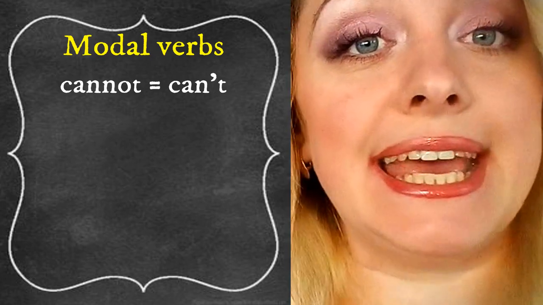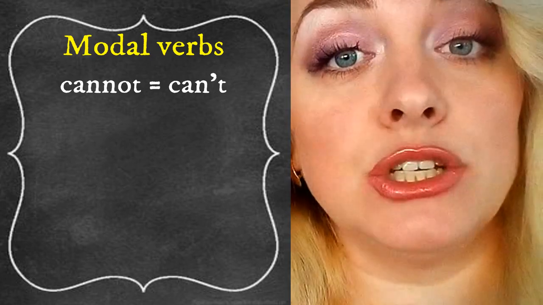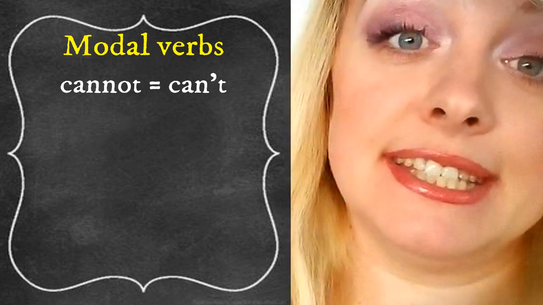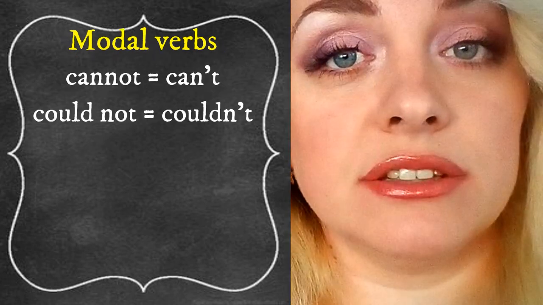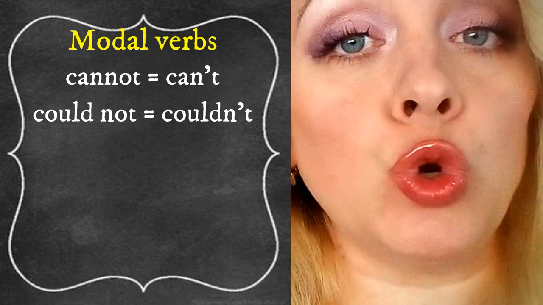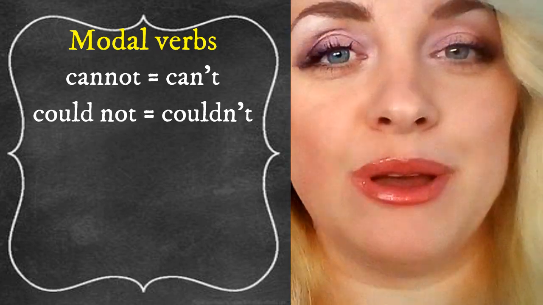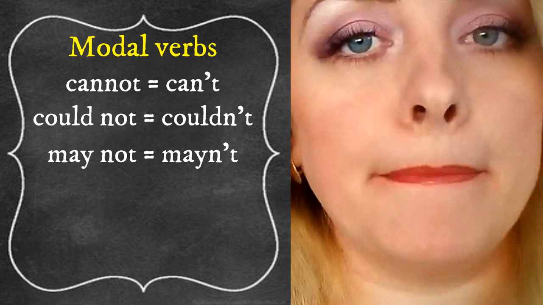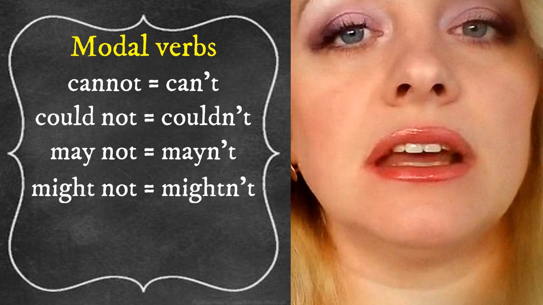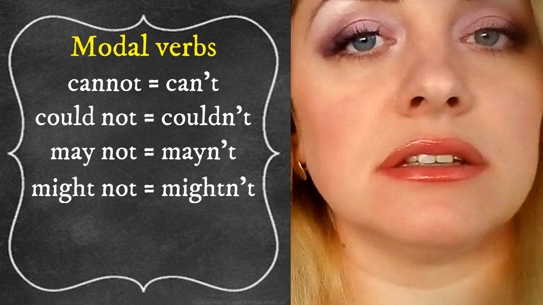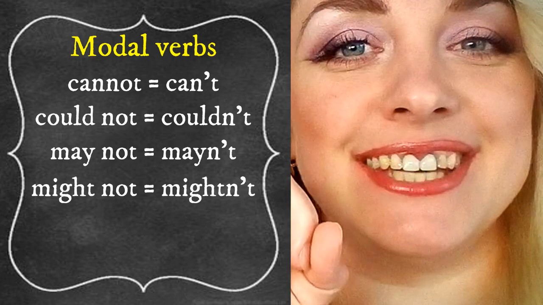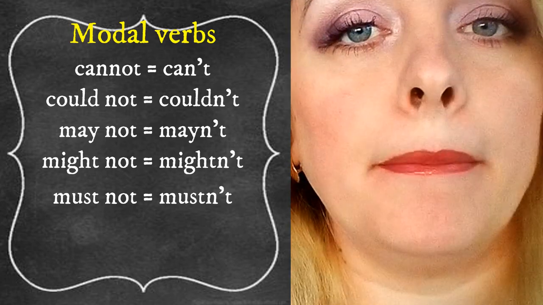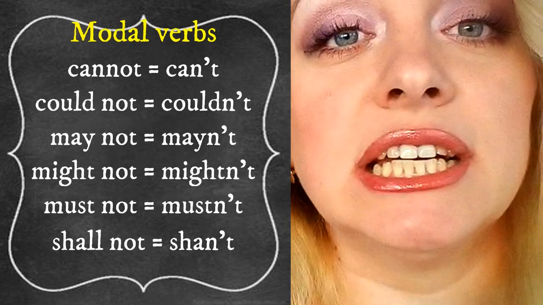So the first one is can not. That is contracted to can't. Can't. Great. The second is could not. That is contracted to couldn't. Couldn't. Perfect. May not. Mayn't. Mayn't. Great. Might not. Mightn't. Mightn't. Great job, guys. Must not. Mustn't. Mustn't. Perfect.